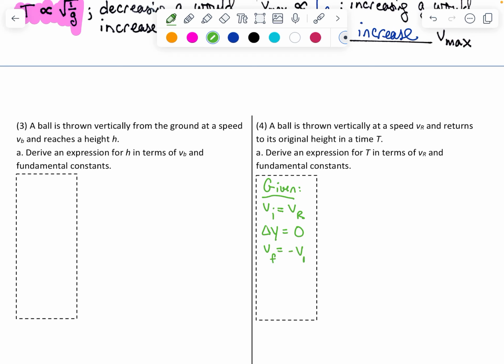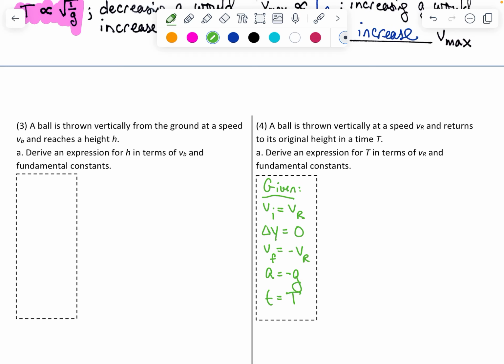It would be negative Vr. It comes back to where it started, and so whatever speed it lost on the way up, it's going to gain on the way back down. It's still free fall, so the acceleration is still negative g, and we are looking for the time. Oh, but it's called capital T, sorry. Okay, but that's our unknown.